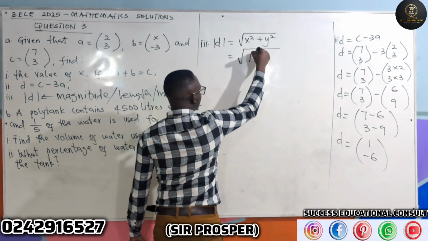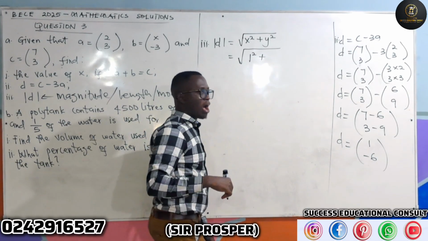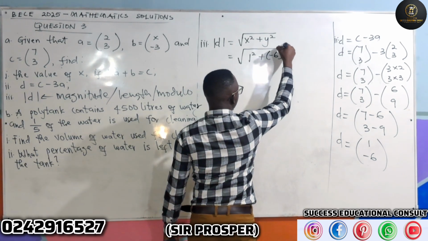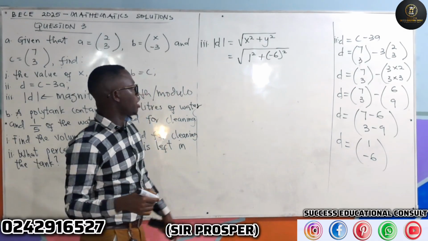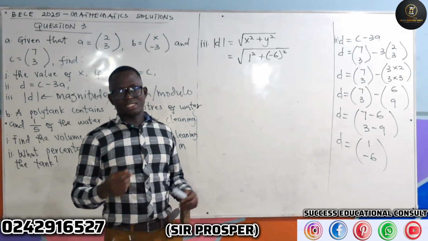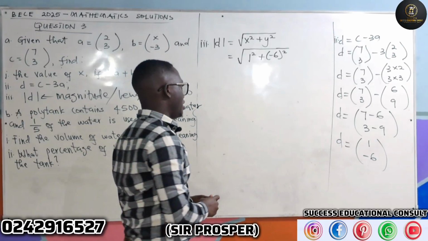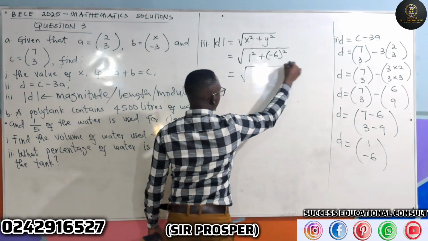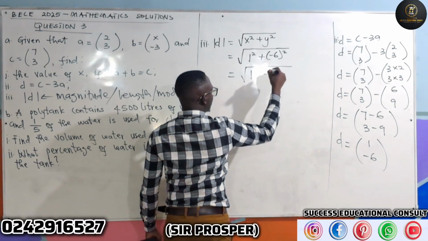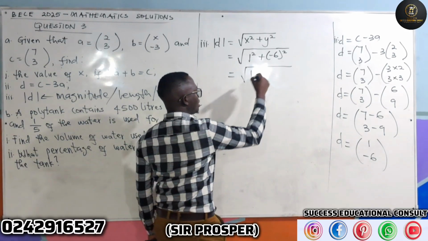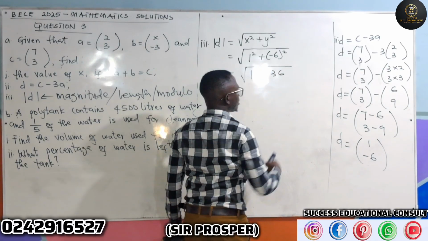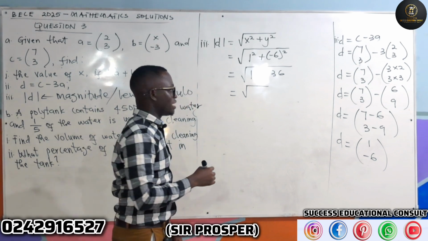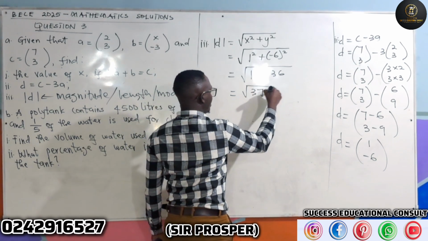So 1 squared plus y which is negative 6, negative 6 squared. We are putting a negative 6 in a bracket so that the square affects everything, including the negative sign. Now the square of 1 is 1, and the square of negative 6 is 36. So finally, our magnitude of the vector D is 37 units.